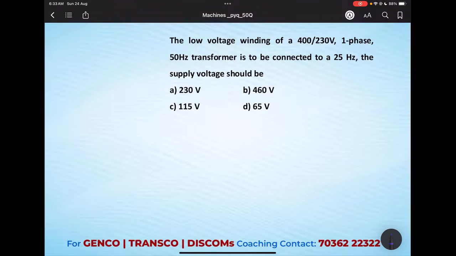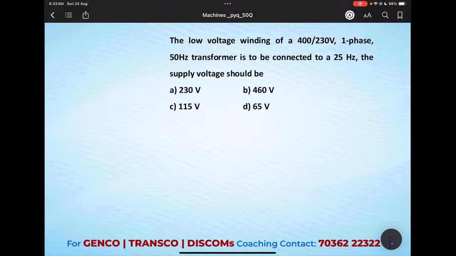Okay, the next question is about the low voltage winding of a 400 by 230 volts single phase 50 Hz transformer, which is to be connected to a 25 Hz supply. The supply voltage should be... Okay, let's see what concept they are asking.